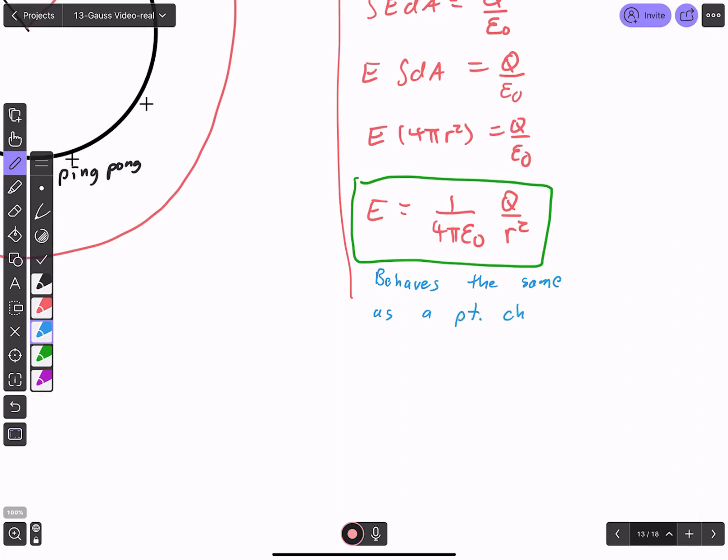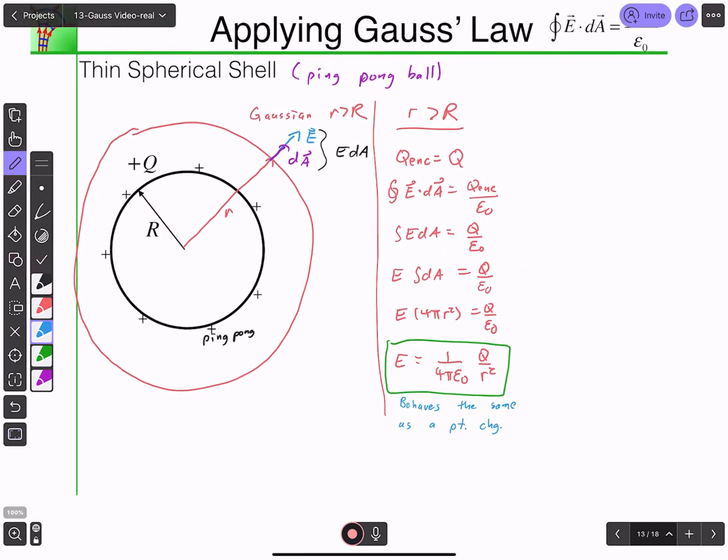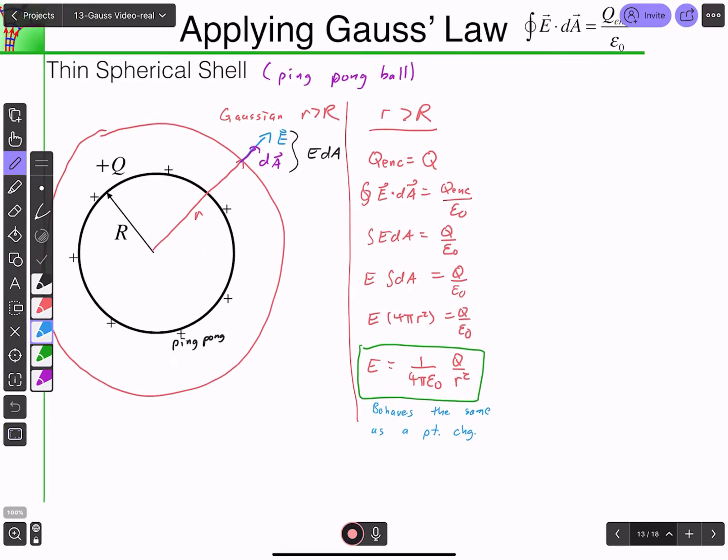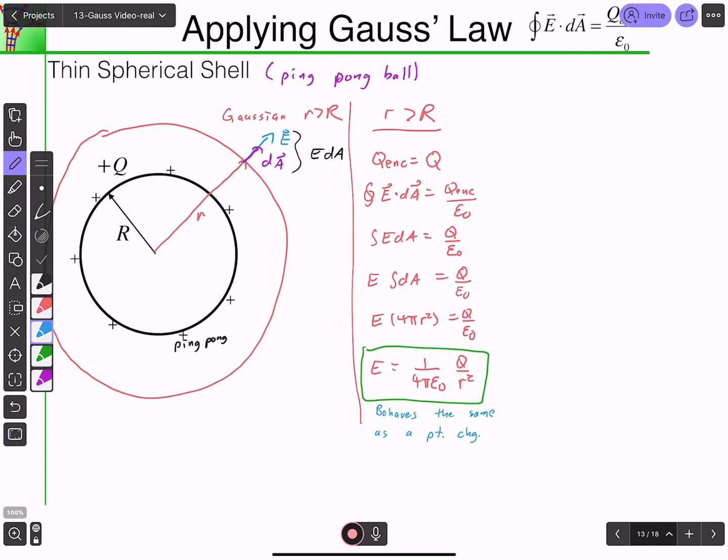Point charge. And that's good to know. Now let's look inside. I want to calculate the electric field inside this thing. We know that everywhere outside it's just spherically symmetric, pointing that way. But inside I want to calculate it, so we're going to assume that it's spherically symmetric.